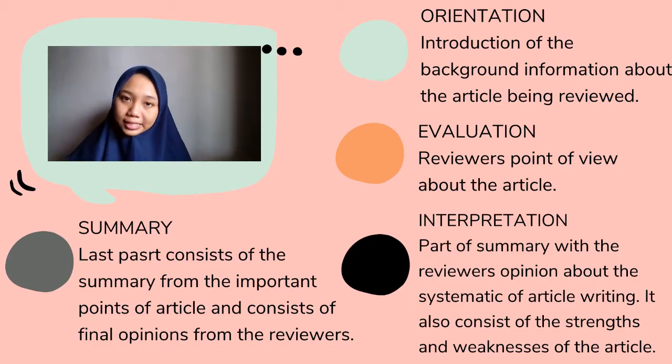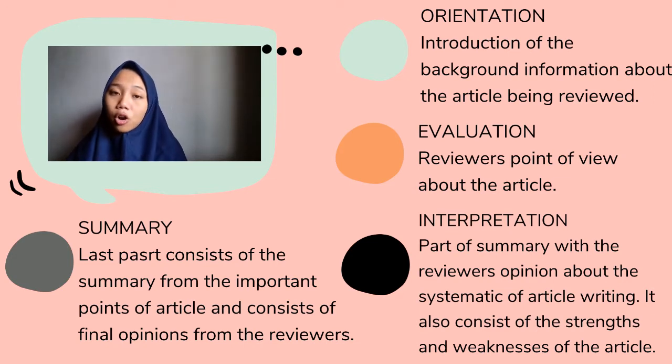In review article, we must pay attention to the four generic structures. The first is orientation. In this part, it tells about the introduction and or background of the article that is being reviewed. And then the second is evaluation. This part develops information about the reviewer's opinion or point of view about the article that is being reviewed.